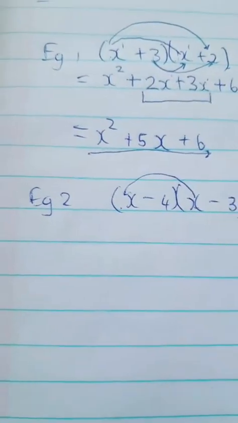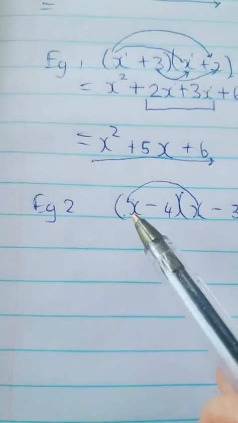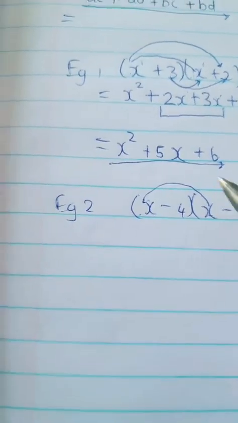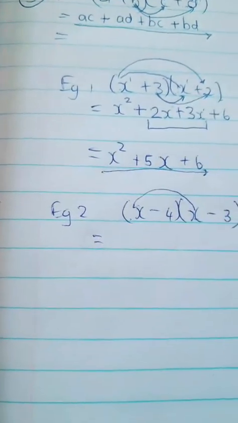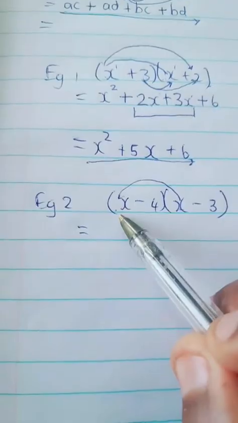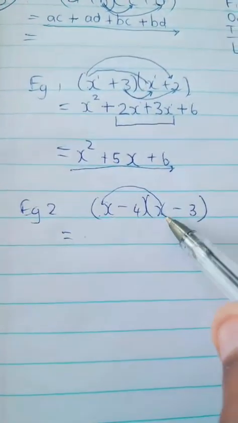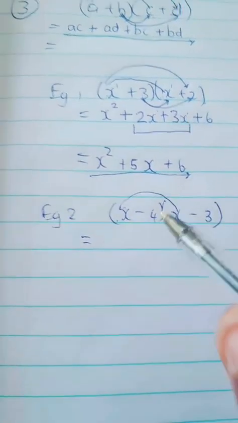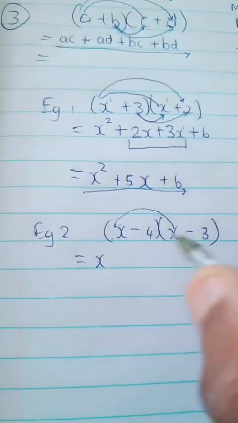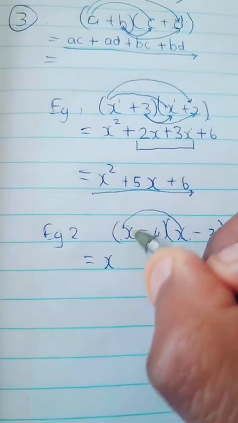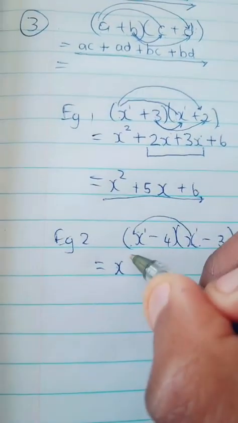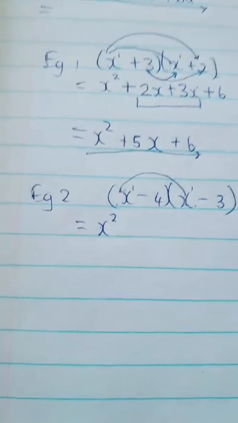x times x, applying SNL: sign, number, letter. A positive times a positive gives us a positive. Number: there's a 1 there, times another 1 gives us 1. Letter: x times x, the bases are the same. We keep the base whenever we are multiplying same bases, and we add the exponents. There's a 1 and a 1 there, so 1 plus 1 gives us 2. So we have x squared.